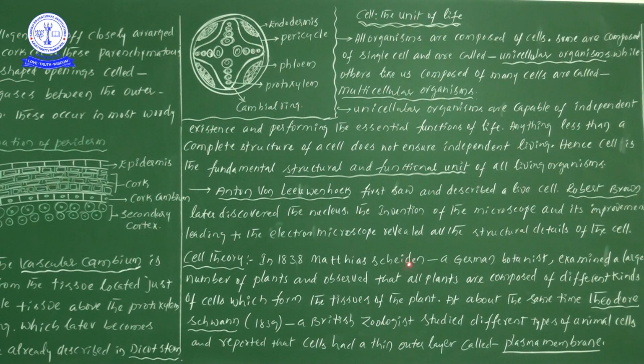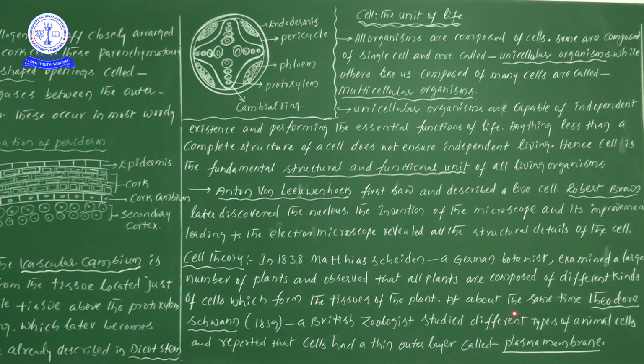What they are saying: Matthias Schleiden, German botanist, observed so many plants, and what he observed is that all plants are composed of different kinds of cells. Different types of cells are there which form the tissues of the plant. This is why? Because earlier we see simple tissues, parenchymatous tissue, collenchymatous tissue, sclerenchymatous tissue, likewise. So that is what is being said here, and thereby we can understand that point.